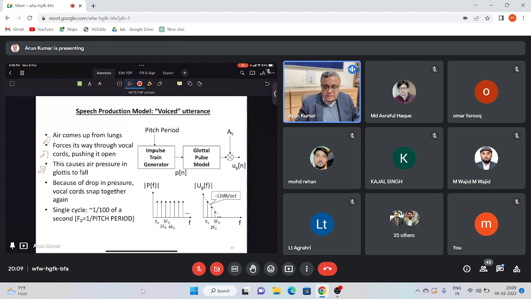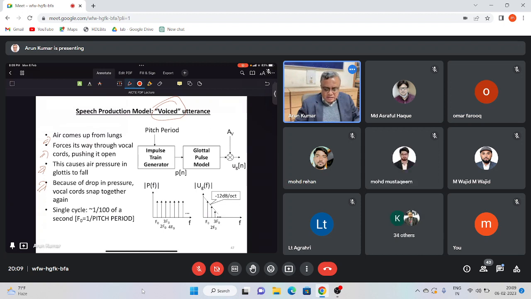V is the velocity. As the velocity of air increases, the pressure falls. Because of this drop in pressure, the vocal cords again close. And when the vocal cords close, the pressure builds up behind them and again forces them to open. So this periodic opening and closing of the vocal cords is the cause of voiced sound, or voiced speech production.